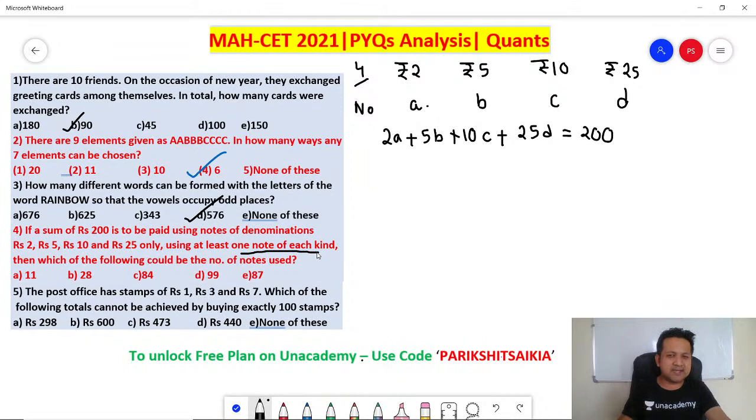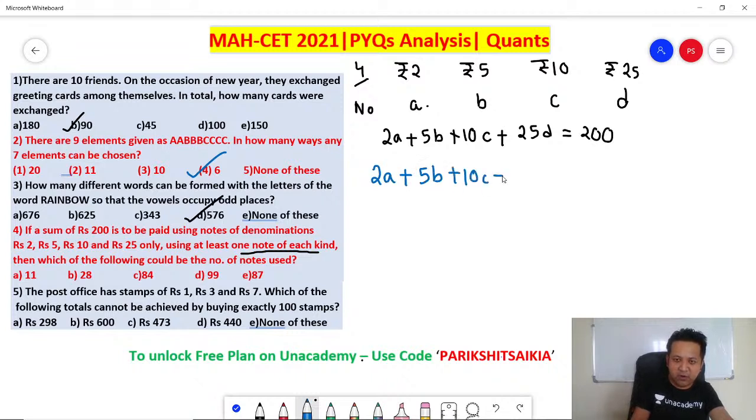So let's say I give minimum 1 to 2, minimum 1 5, minimum 1 10, minimum 1 25. So how much will it be? 1 2, 1 5, 2 plus 5 is 7, plus 1 10 is 17, plus 1 25. So 25 plus 17 is 42. So can I say if I give minimum 1 of each type, it becomes 42. So the balance has to take care of 200 minus 42, which is 158.